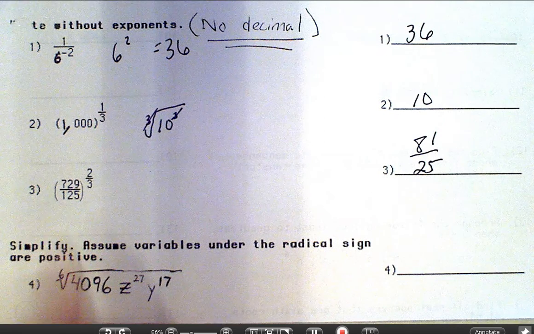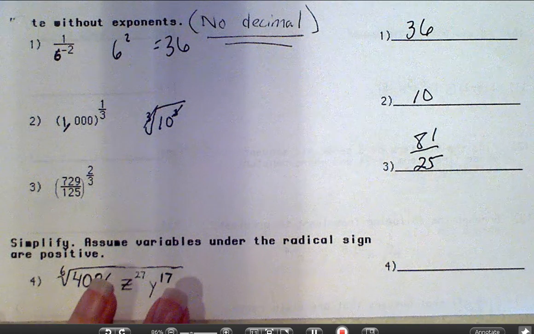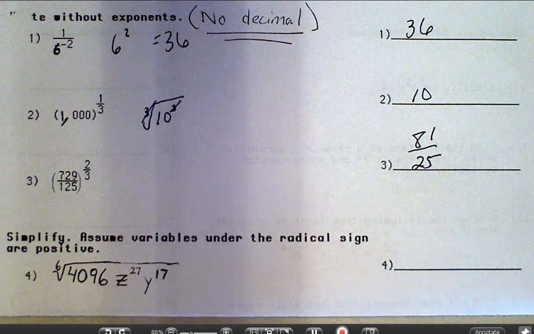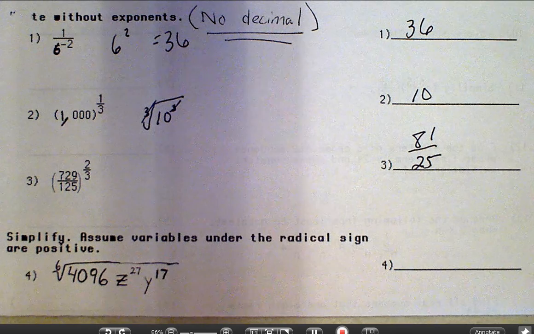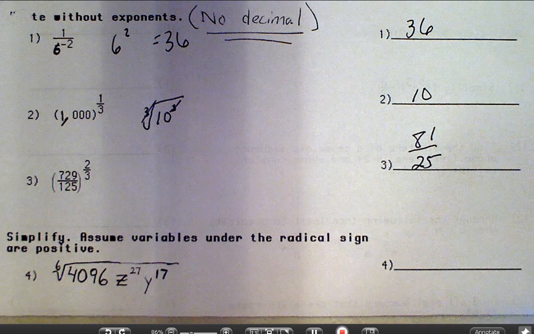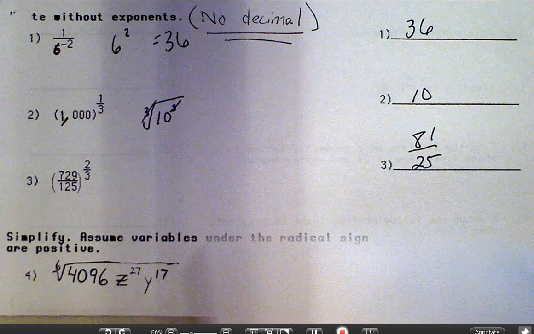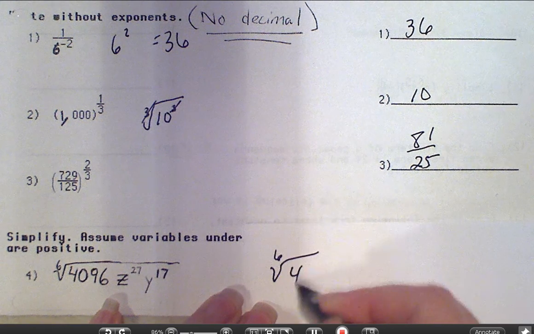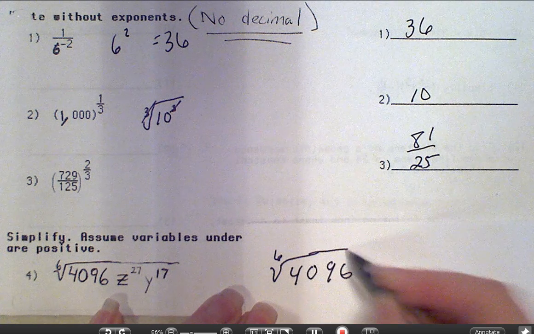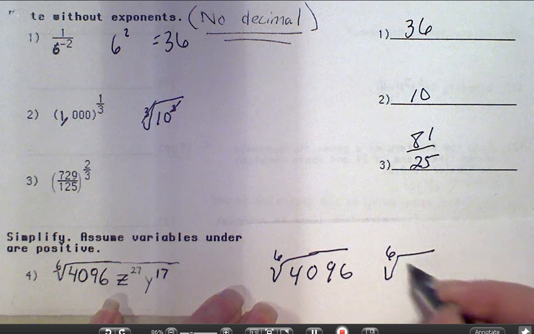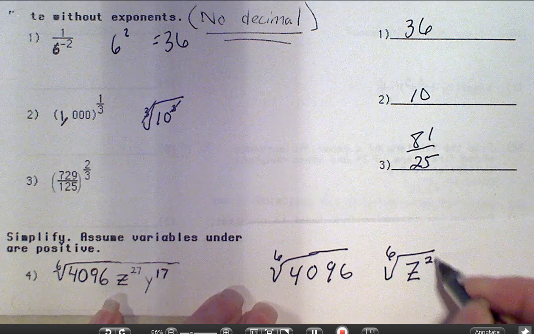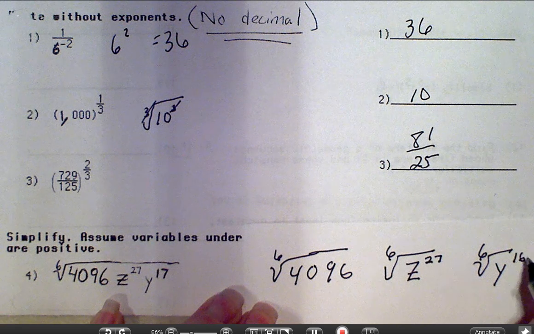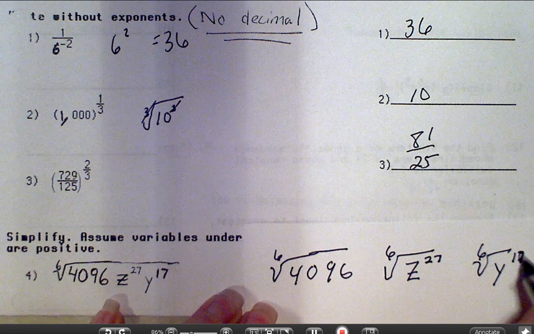Alright, the next one we have is 4,096, and we're taking the 6th root. Let me rewrite this problem. We have the 6th root of 4096, and then the 6th root of z to the 27th, and then the 6th root of y to the 16th, or 17th actually.